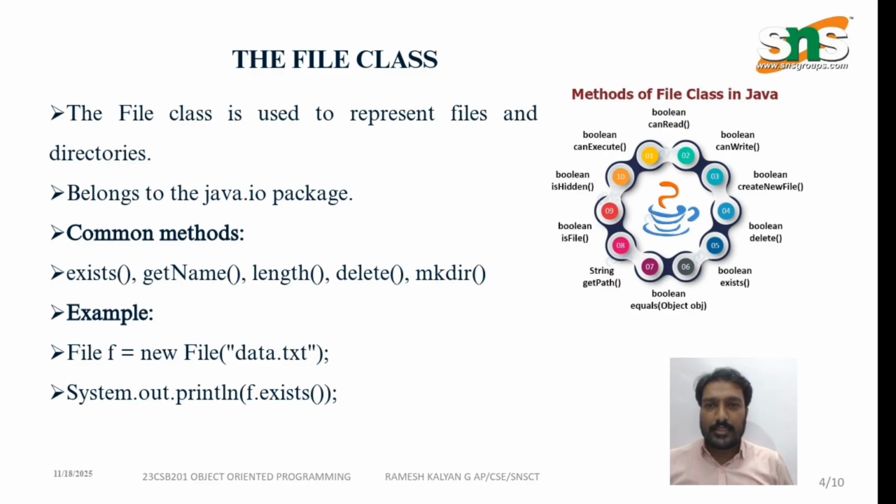In the figure on the right side, we can see the various methods embedded in Java, like boolean canRead(), boolean canWrite(), createNewFile(), delete(), exists(), equals(), getPath(), isFile(), isHidden(), and canExecute(). These are included with either boolean or string operations.